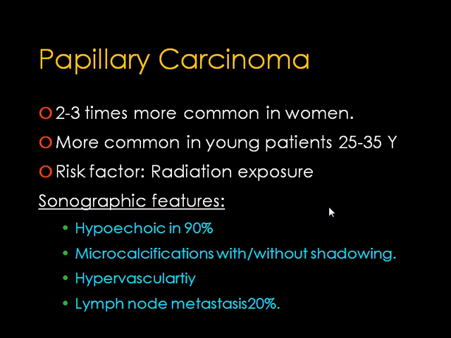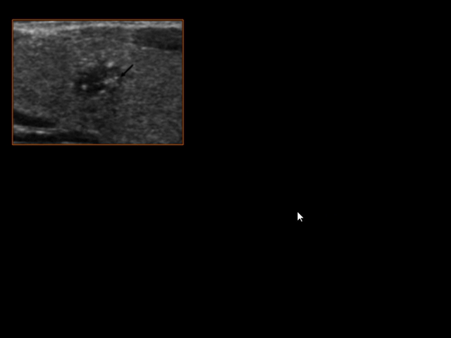Sonographically, papillary carcinoma is hypoechoic in 90% of cases. Microcalcifications are seen with or without posterior shadowing. Hypervascularity is noted on color Doppler. Approximately 20% of cases show lymph node metastasis. This is an example of papillary carcinoma: a 7.8 millimeter hypoechoic nodule, spiculated margins with microcalcifications.